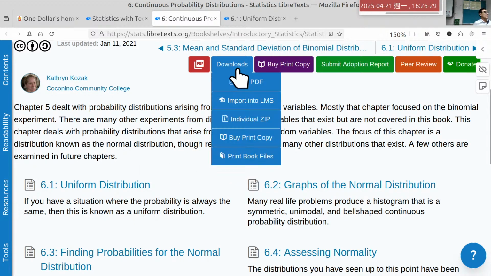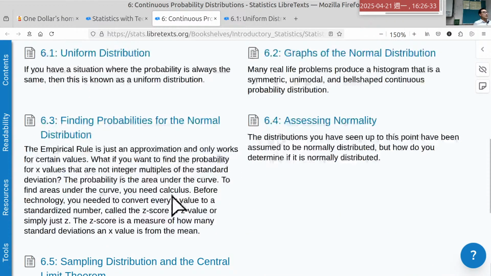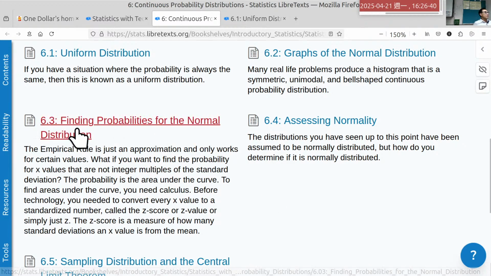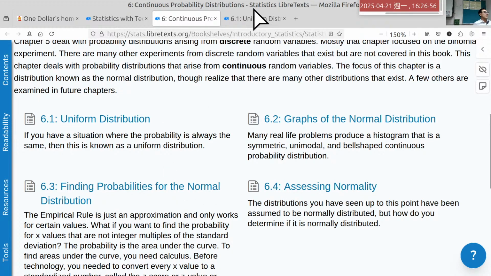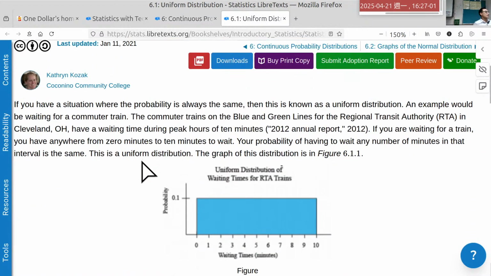Let's check the sections of chapter 6. 6.1, uniform distribution. Section 2, graphs of the normal distribution. 6.3, finding probability for the normal distribution. 6.4, assessing normality. And 6.5, sampling distribution and the central limit theorem. Okay, let's check 6.1, uniform distribution.